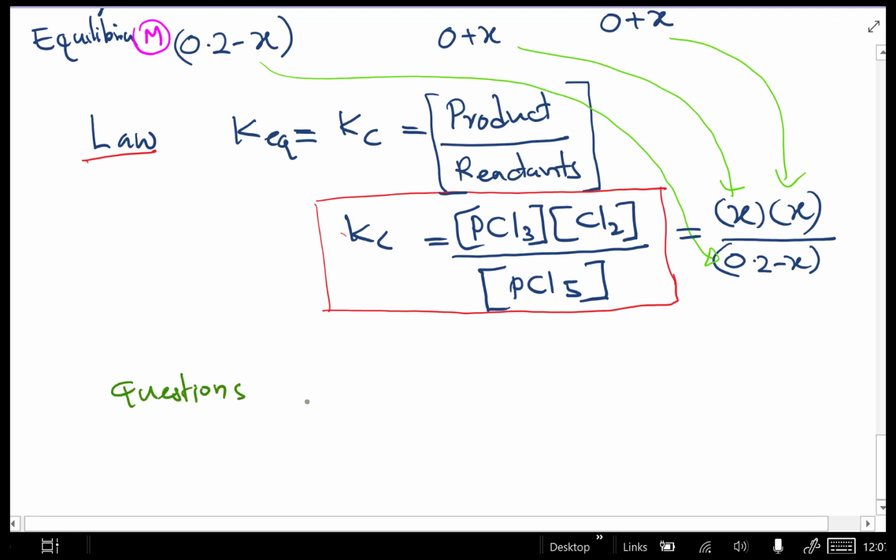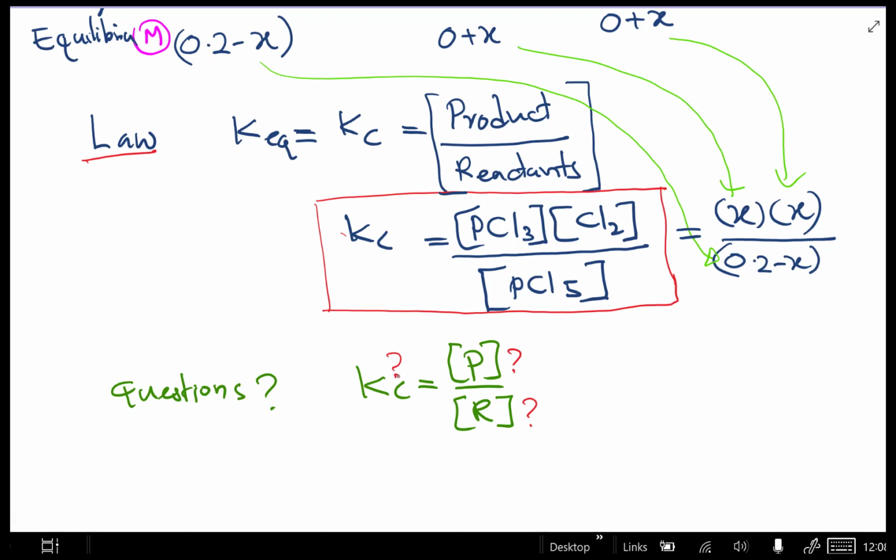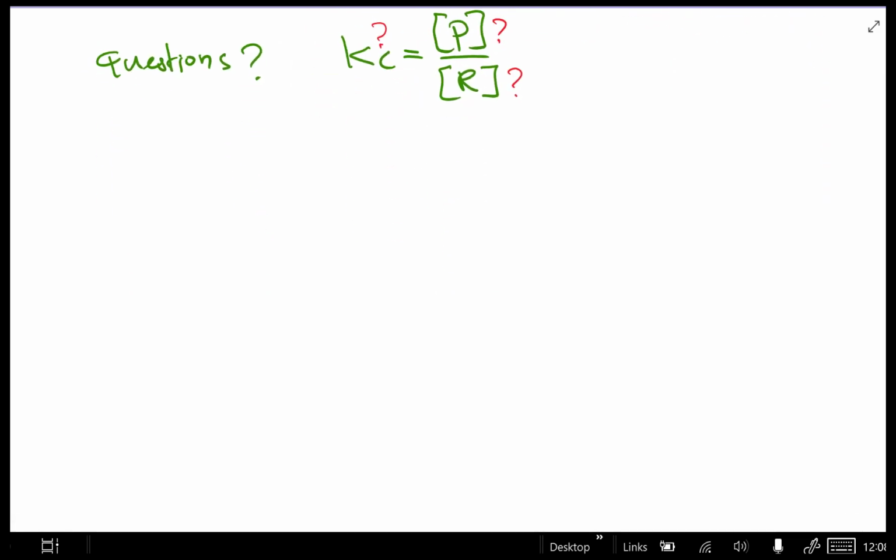So that's the formula. The questions could be that you're looking for Kc, product concentration, or reactant concentration. You will be given two, and then we have to work on an ICE table to figure out what's missing.